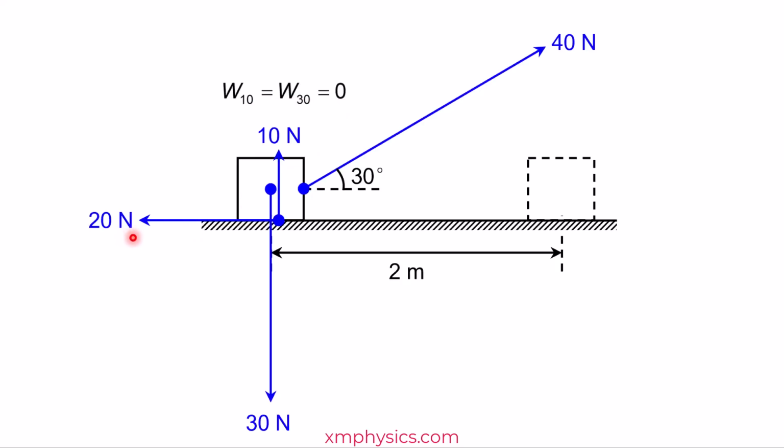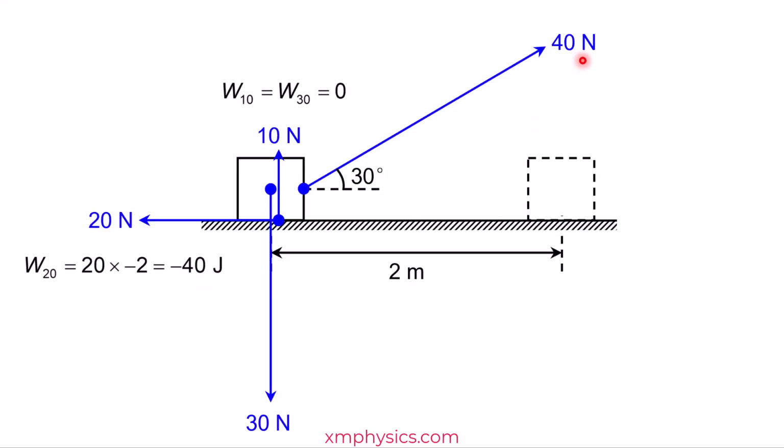What about the frictional force? It's acting leftward, but the displacement is rightward. So the force and the displacement are exactly opposite in direction. In such scenarios, we know that the work done is negative. So 20 newtons times a negative 2 gives you negative 40 joules.